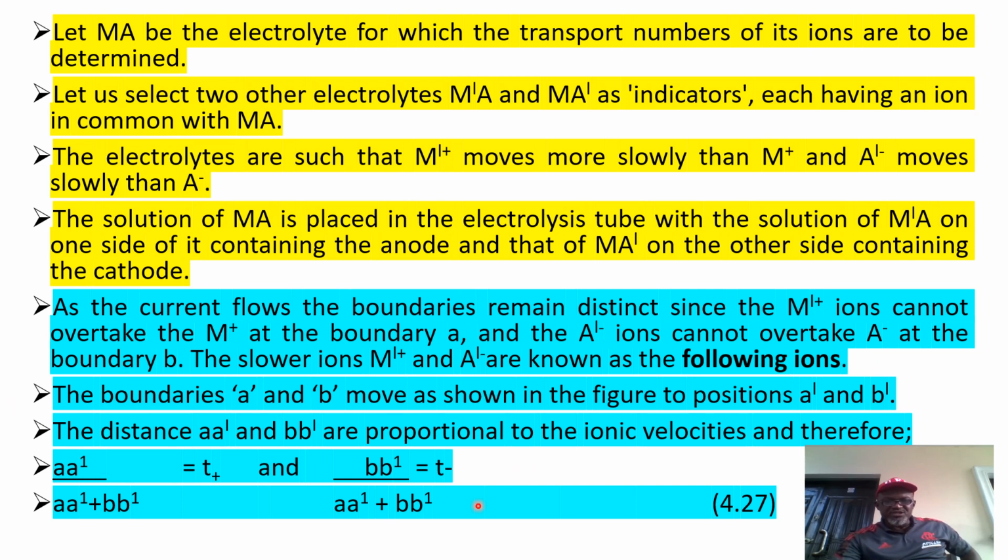So once we establish these boundaries, AA prime divided by AA prime plus BB prime is T plus, and BB prime divided by AA prime plus BB prime is T minus.